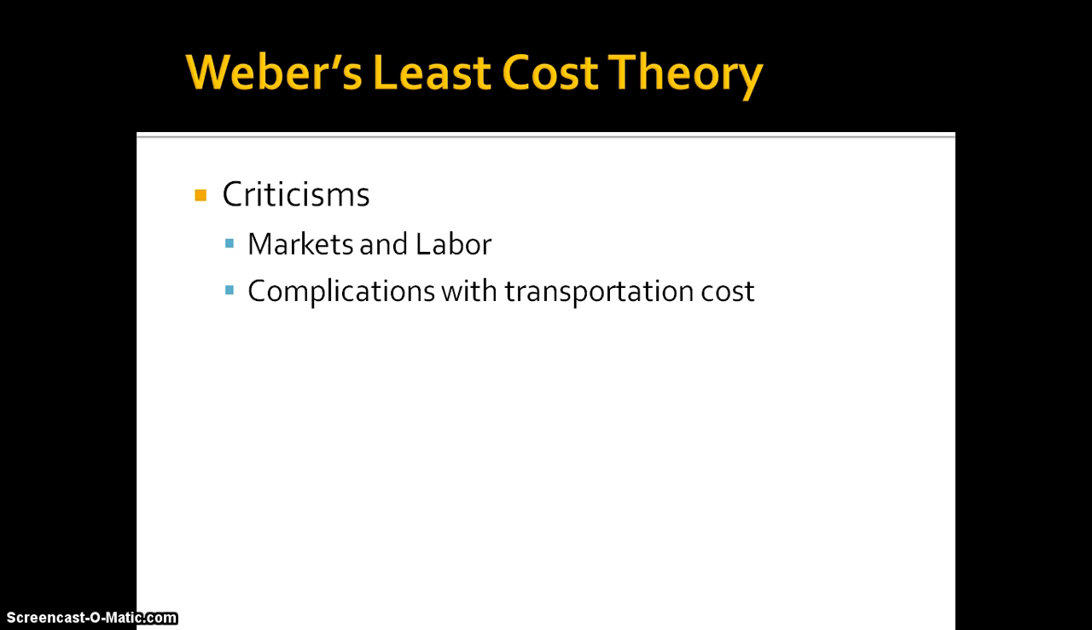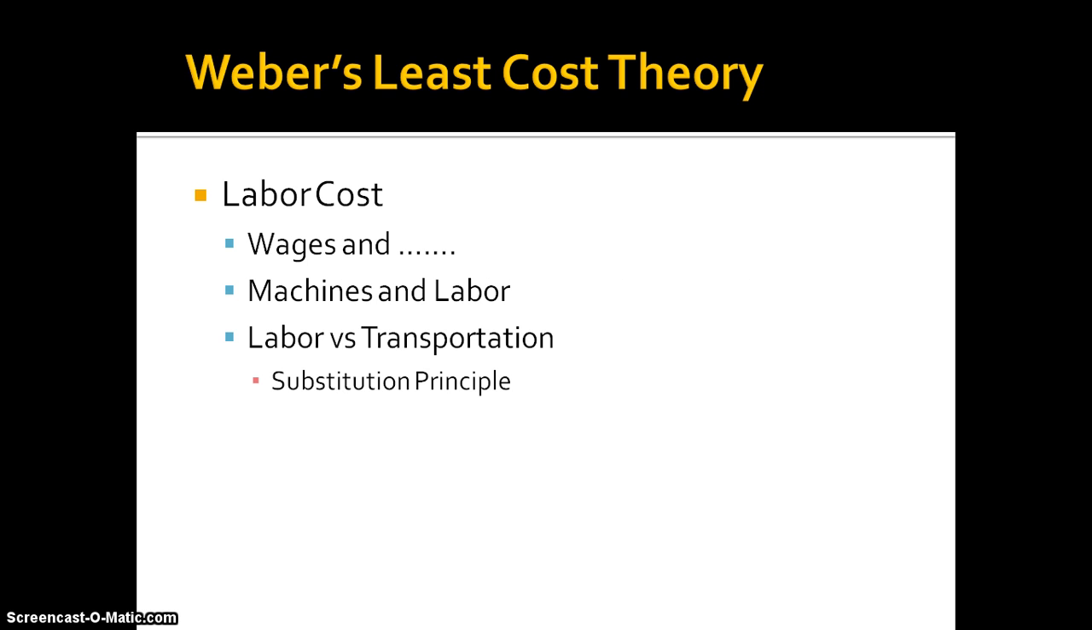So that's all we're going to go over today. That's the end of Weber's theory of least cost industrial location. Next time when we come back, we're going to talk about some exceptions to the rule. We're going to talk about some labor costs, and we're also going to talk about what are called footloose industries.